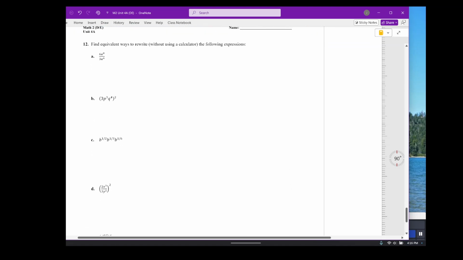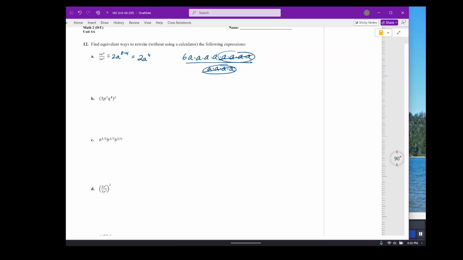Find equivalent ways to rewrite these things. So 6 over 3 is just 2. And then a to the 8th over a to the 4th is a to the 8 minus 4. So 2a to the 4th. And if you wanted to work that out, you could also think of it as 8 a's all multiplied together on top, 1, 2, 3, 4, 5, 6, 7, 8, over 4 a's on the bottom. And so these 4 cancel with those 4, and you're left with 4, right? And then there was the 6 and the 3, which turned into the 2 right there.